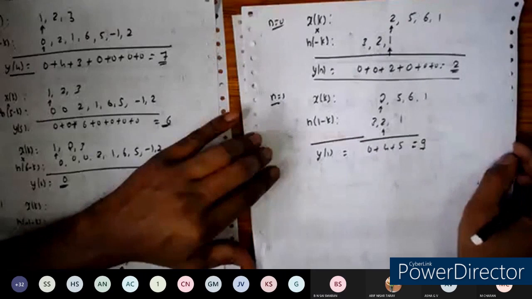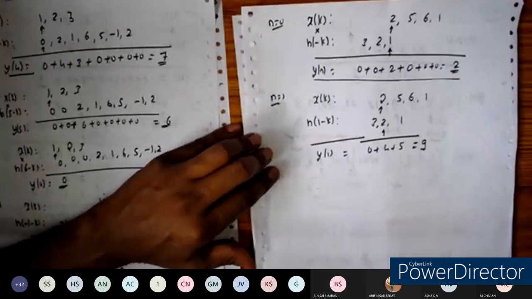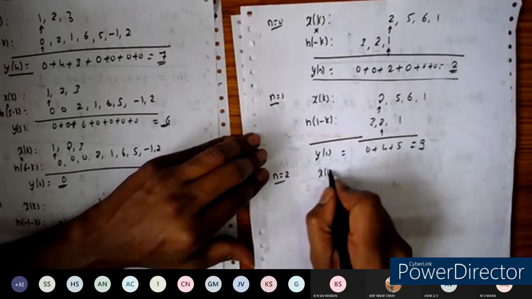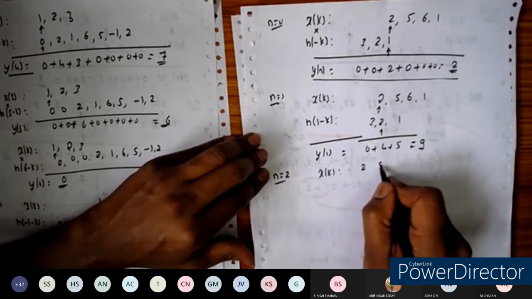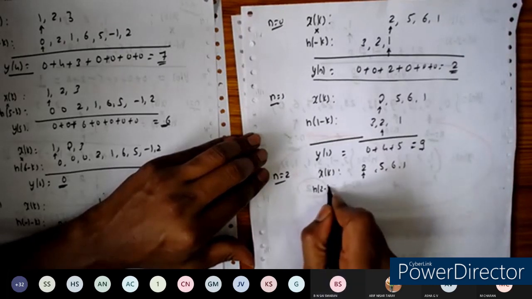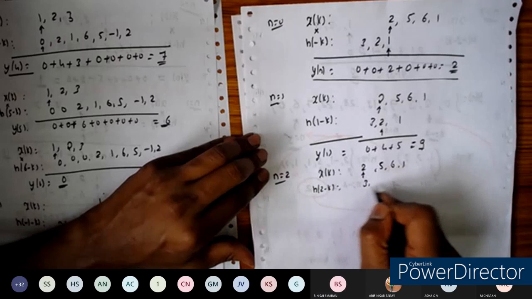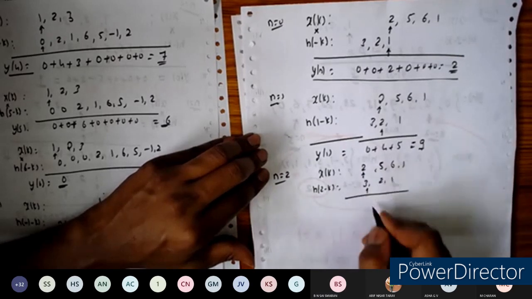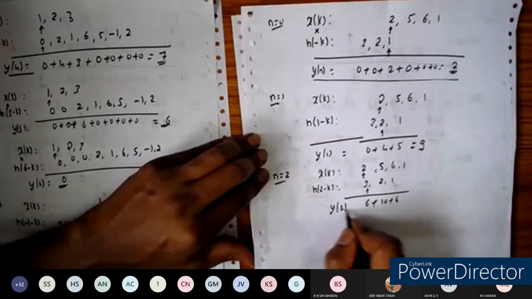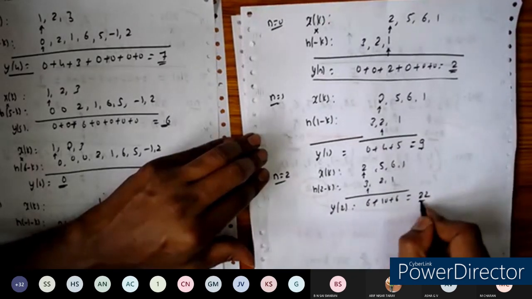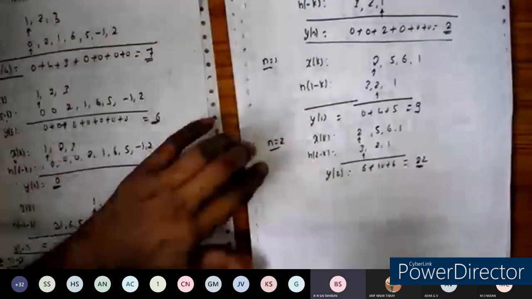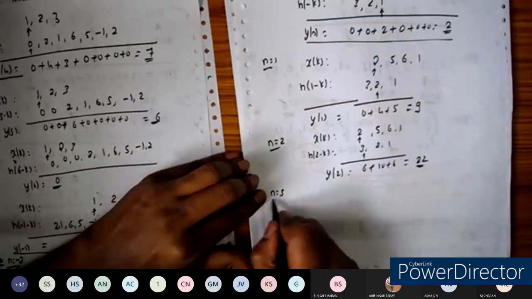Okay. So next, let us substitute n is equal to 2 here. Do it first. Tell me the answer. So 2, 5, 6, 1, and h of 2 minus k, so this will become 3, 2, 1. So 3 2s are 6 plus 10 plus 6. So this is y of 2. Got it, everyone? 22. Yeah. So similarly do for n is equal to 3.